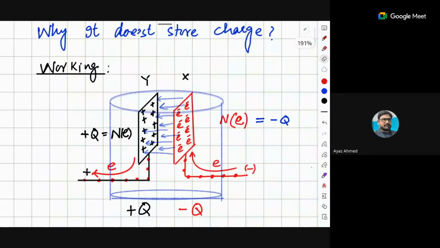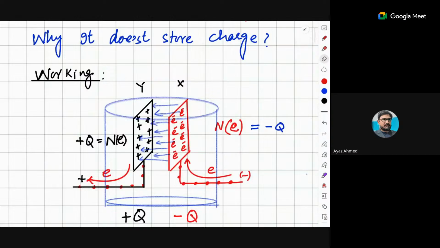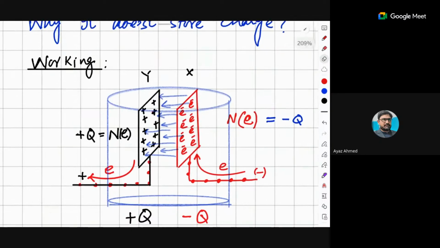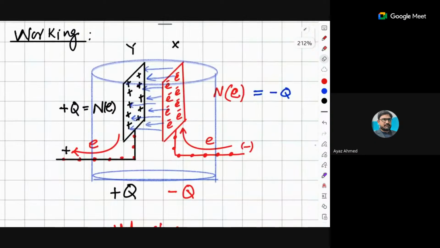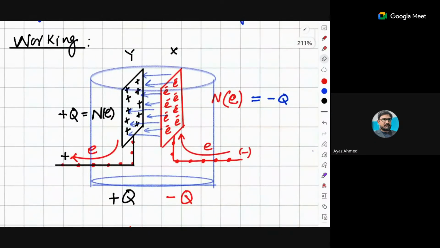So why do we say that it does not store the charge? Here I have given a simplified version of a capacitor, and I will explain all of this. Did you see the plates? The black one is having positive charges, and the red one is having the electrons mentioned on it. Plate X and plate Y are these two plates.